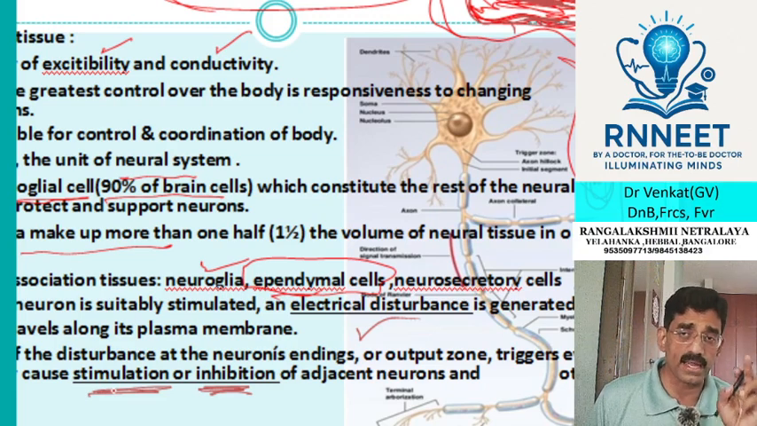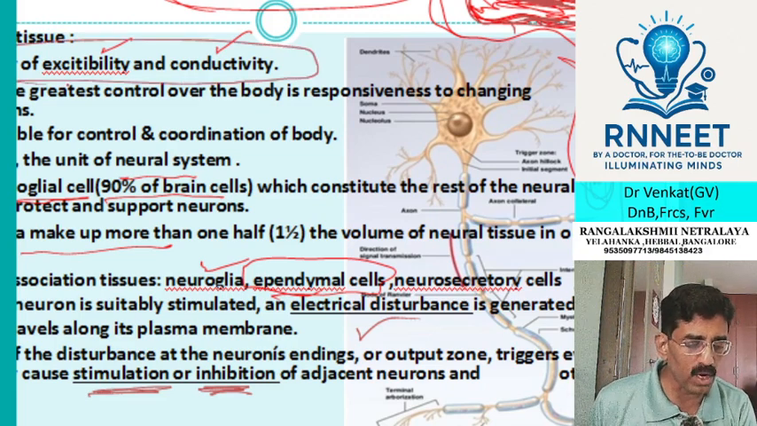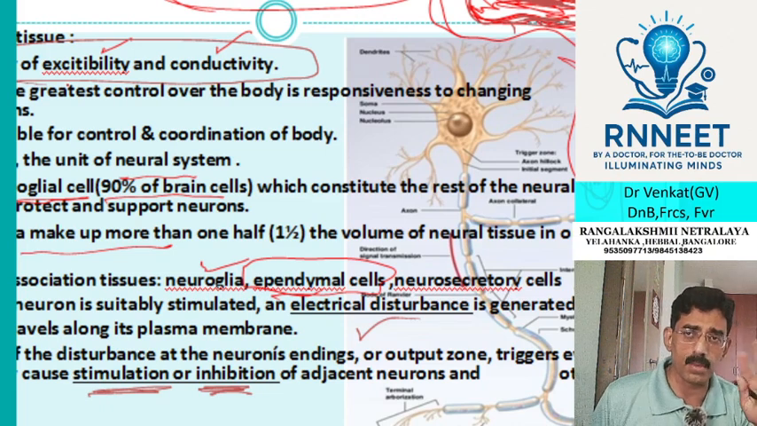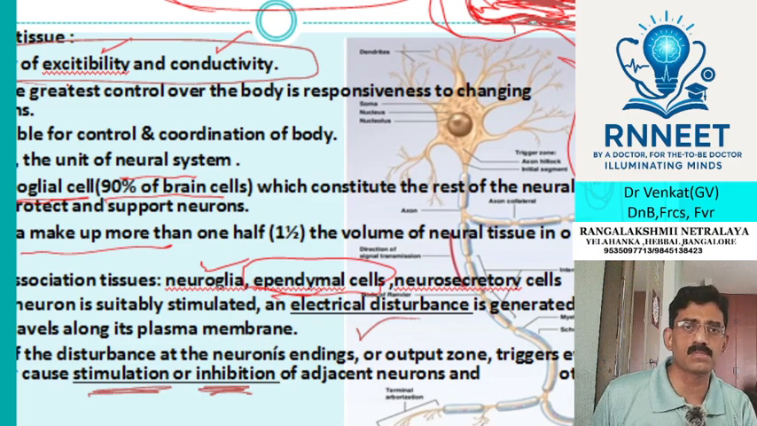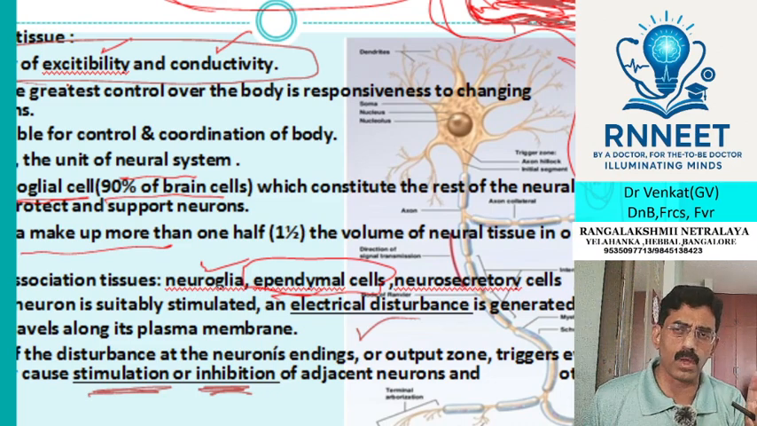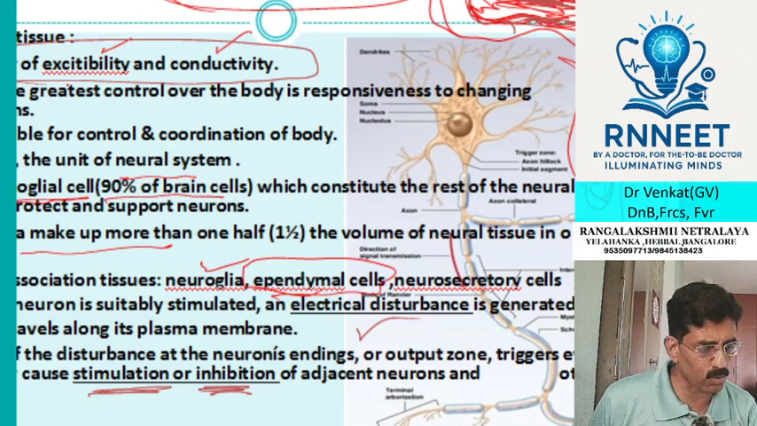Remember the words excitability and conductivity. So the moment you say neural tissue, two words should come to your mind: excitability, conductivity. The moment you remember these things in this manner, you can be sure that you're not going to miss any of those catchy words, catchy points in your questions.